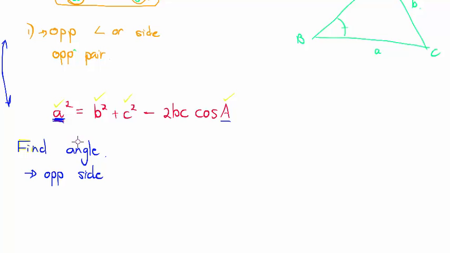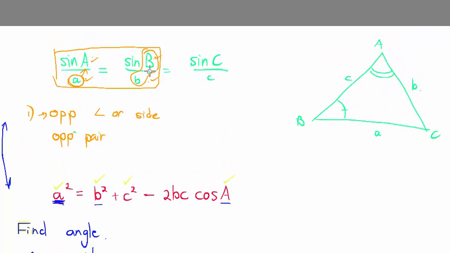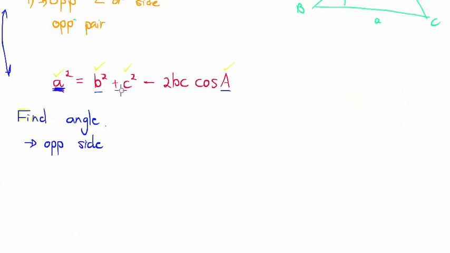Now the option is, I can have one other side length and another angle. If I have a side length and another angle, then I should be able to get an opposite pair. So then I'll use the sine rule. If I have all three sides, I'll use the cosine rule.